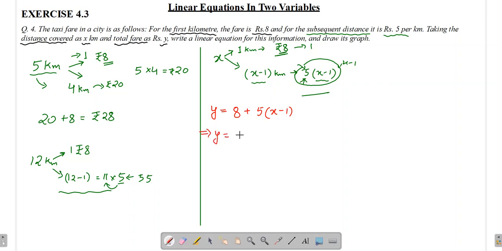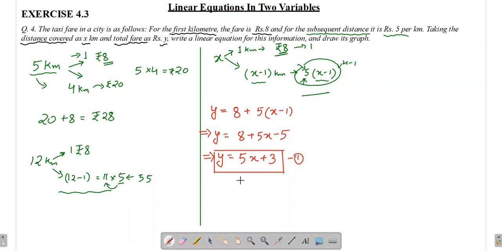So it gives you y is equal to 8 plus 5x minus 5. On simplification, it gives y is equal to 5x plus 8 minus 5, which is 5x plus 3. So this is the equation which represents the situation given in the question. So we have got the equation which in the previous questions was already provided. I hope you all have understood this.